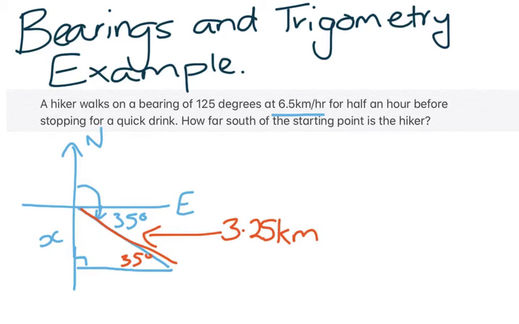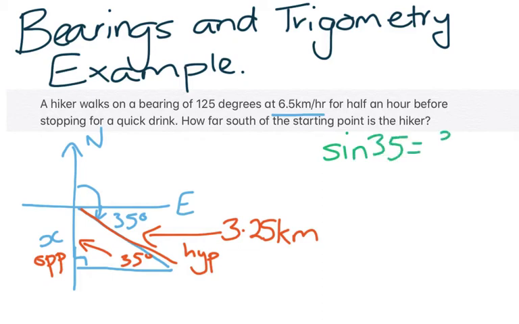And now if we label our triangle, so if we go across, we've got the opposite and the 3.25 would be the hypotenuse. So, to answer our question, opposite and hypotenuse is sine. So we can write down what we know if you want to, otherwise for this one we can go straight in. So sine of 35 is equal to the opposite, which is x, over 3.25, which is the hypotenuse.